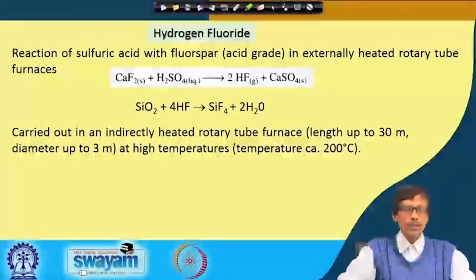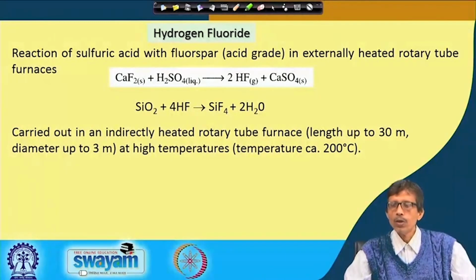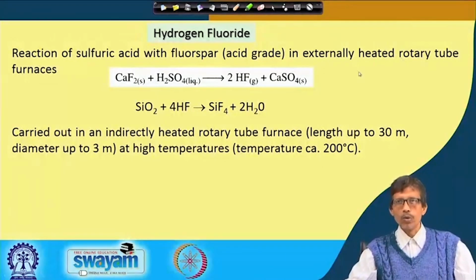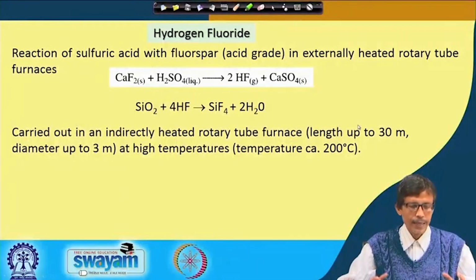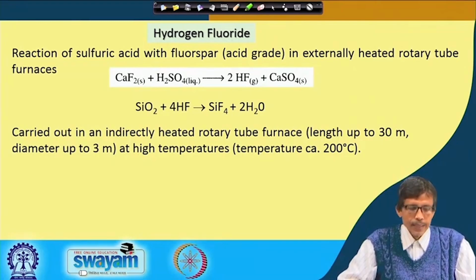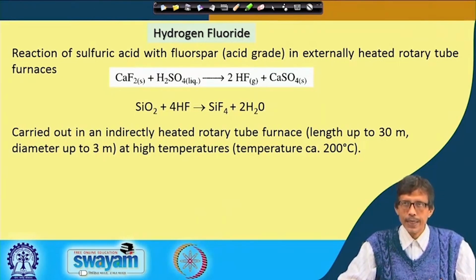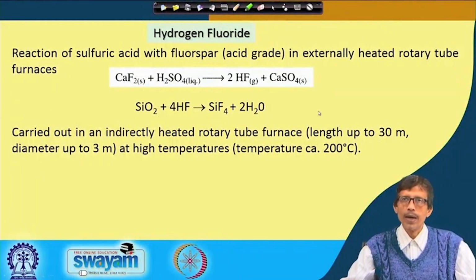So, how do you go for this reaction? The reaction is carried out in an indirectly heated rotary tube furnace. As I told you, this is not only a rotary furnace, it is a special type of furnace, a tube furnace where the length is 30 meters and the diameter is up to 3 meters. So, it is a huge one, 30 meters in length and 3 meters in diameter, a tube shape, and it withstands a high temperature of 200 degrees centigrade. So, it is a very high temperature reaction to treat your fluorspar with sulfuric acid.